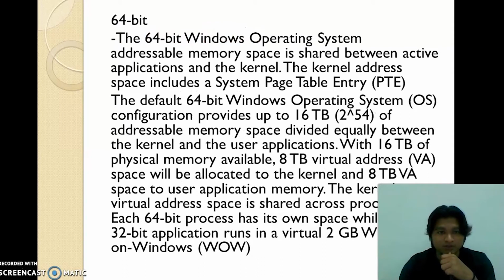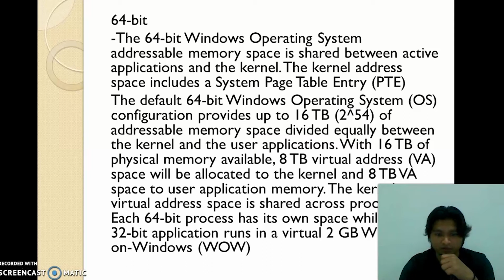64-bit. The 64-bit Windows operating system addressable memory space is shared between active applications and the kernel. The kernel address space includes a system page table entry (PTE) space. The default 64-bit Windows operating system configuration provides up to 16 TB of addressable memory space divided equally between the kernel and the user application, with 16 TB of physical memory available. 8 TB virtual address space will be allocated to the kernel and 8 TB virtual address space to user application memory. The kernel virtual address space is shared across processes.